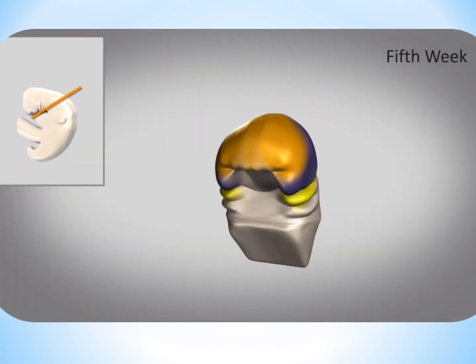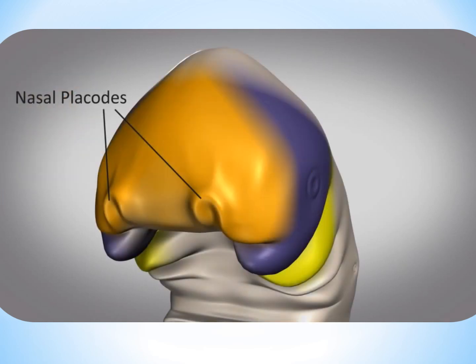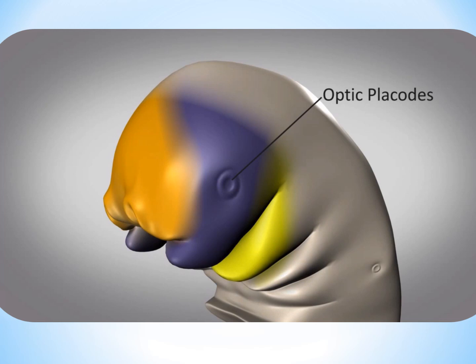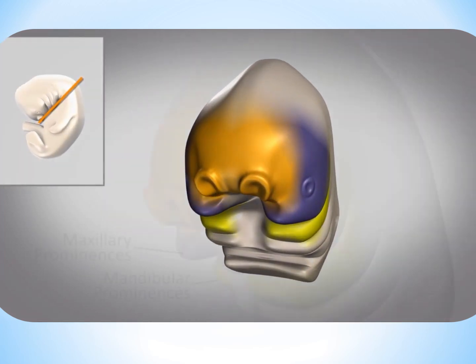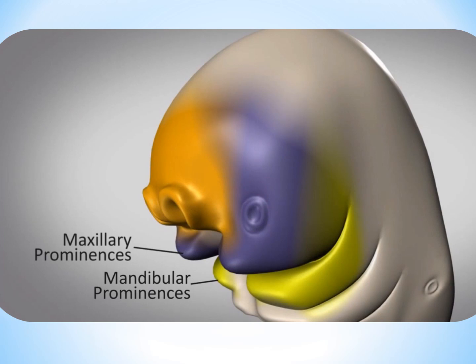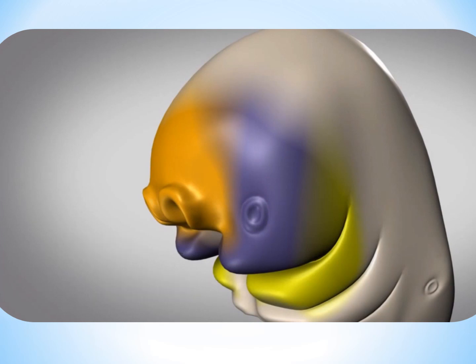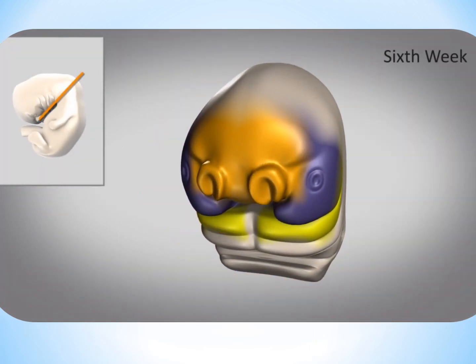In a 5-week-old embryo, the nasal placodes, which will go on to become the olfactory system, and the optic placodes, which will become the lenses of the eyes, will form. In addition, the maxillary and mandibular prominences enlarge and grow forward towards the middle, eventually giving rise to the upper and lower jaws, respectively.